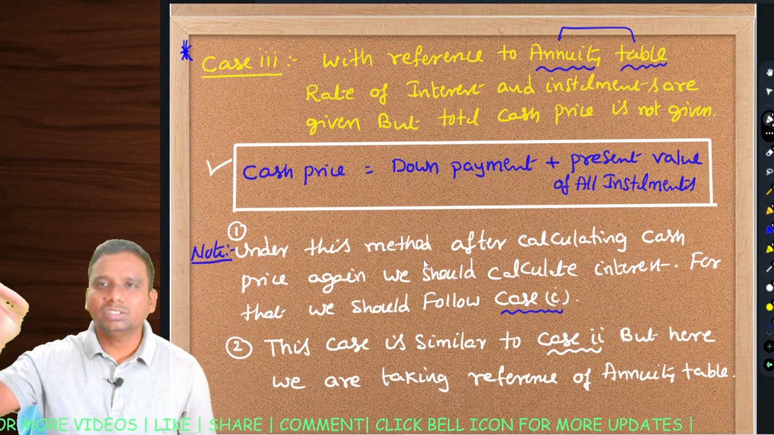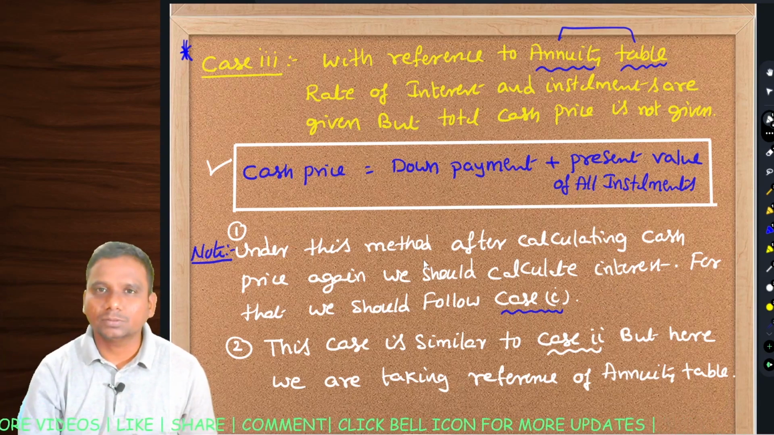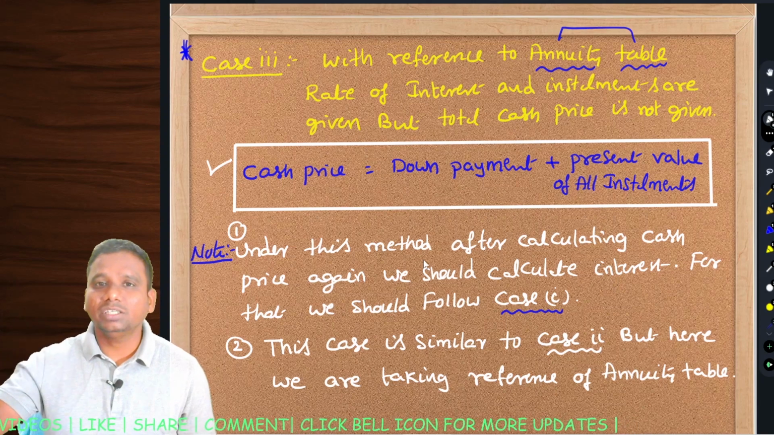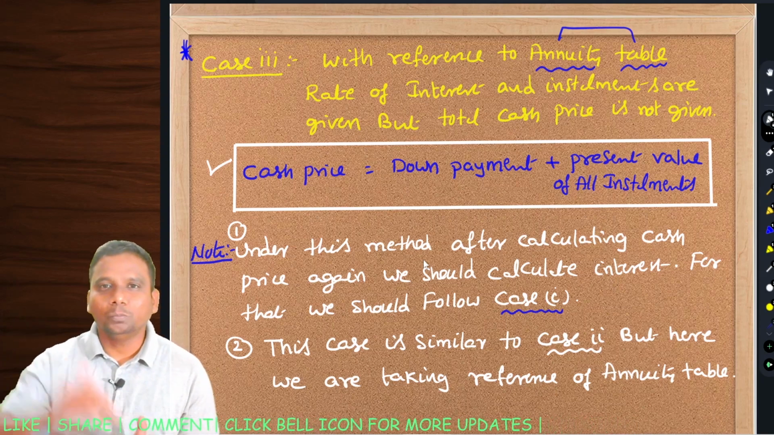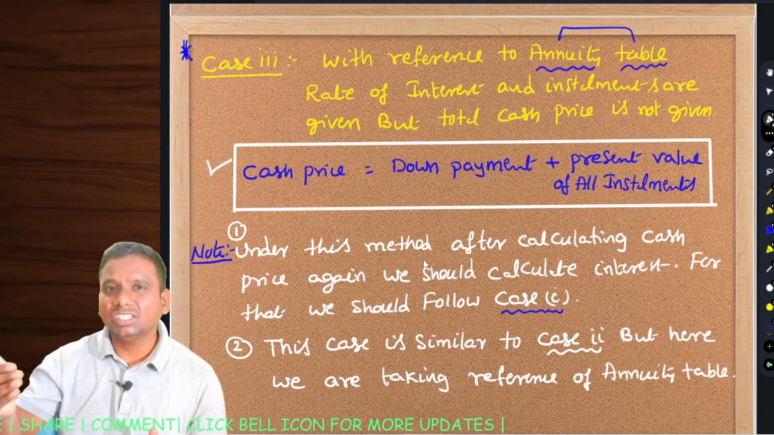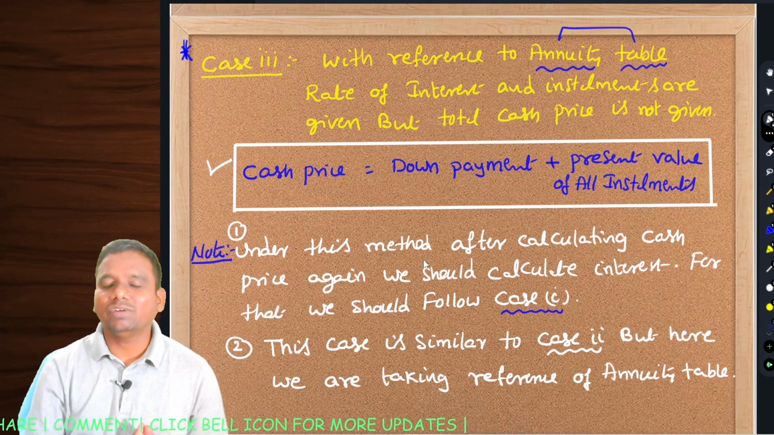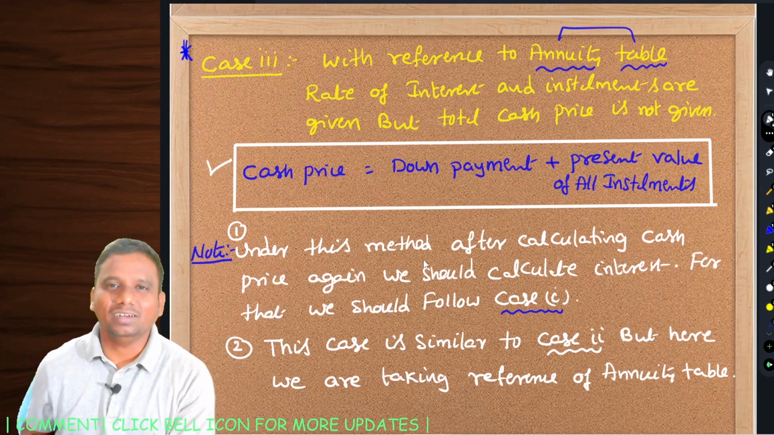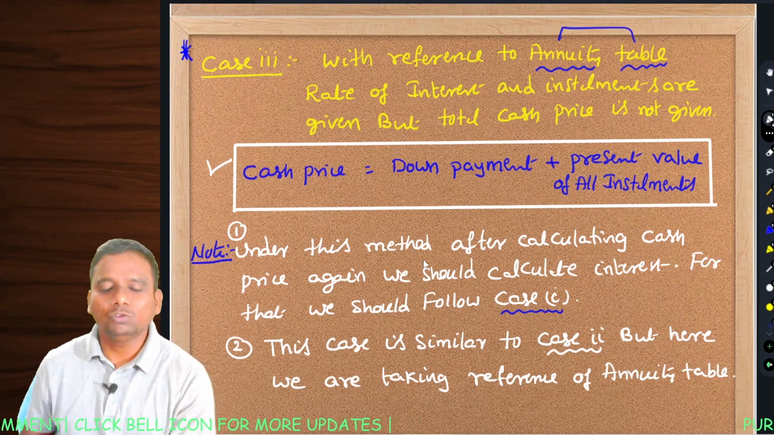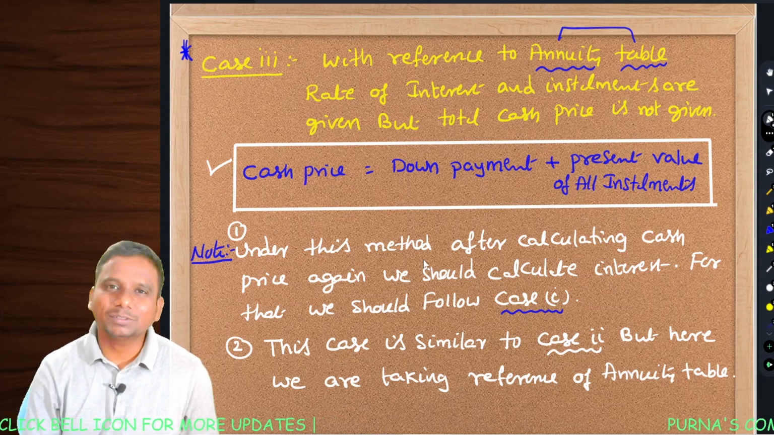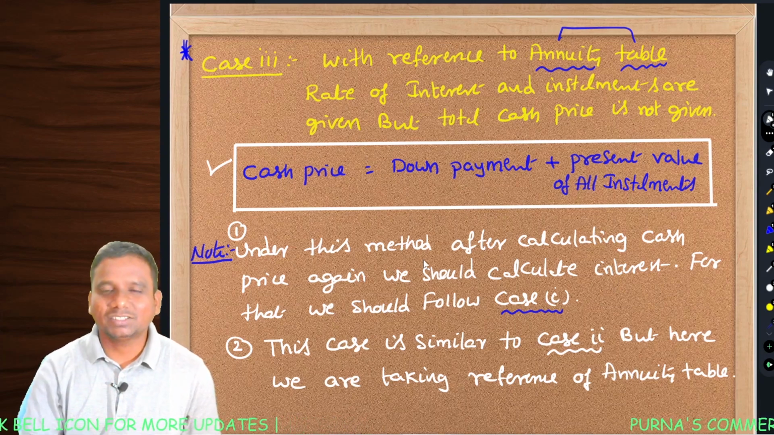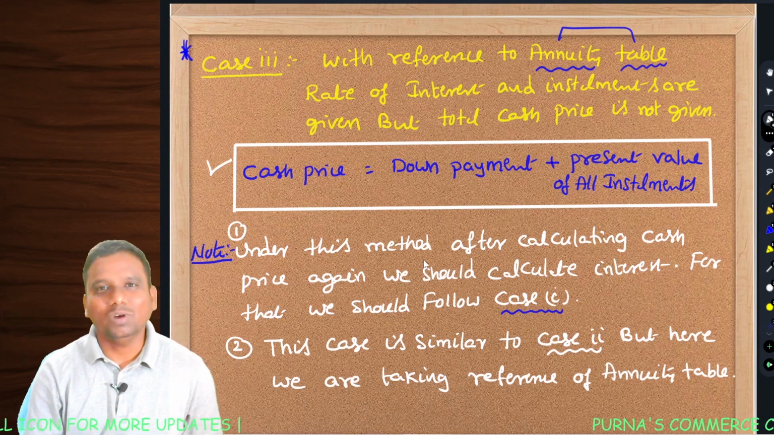Second installment, how much? 30,000. Present value, how much? Third installment is how much? 50,000. What is the present value? So bring all future installments into present value, automatically you will get the cash price. If you follow this method, you will get the cash price. But what about interest? To calculate interest, you should follow case 1 again.